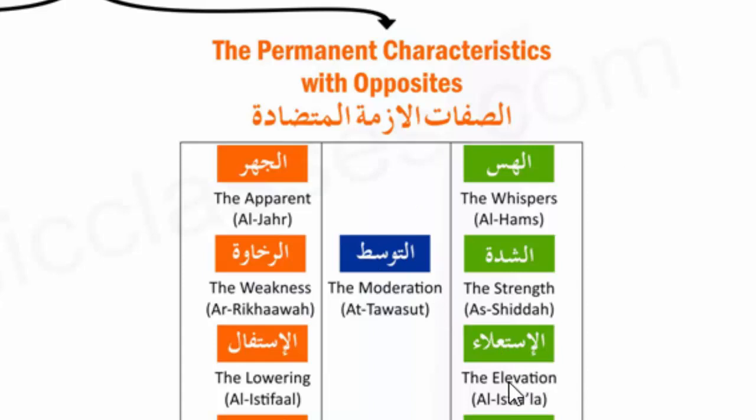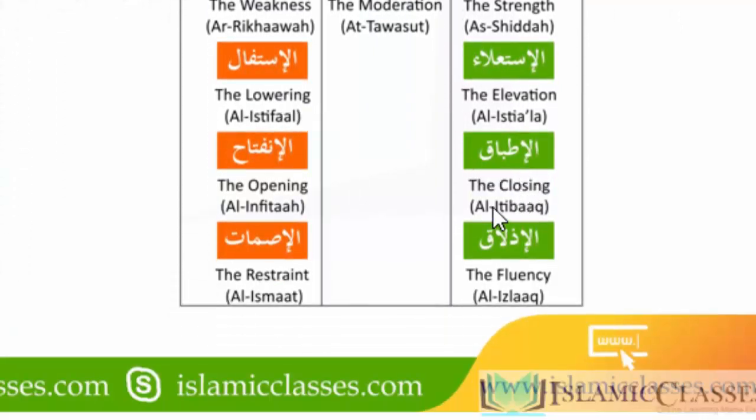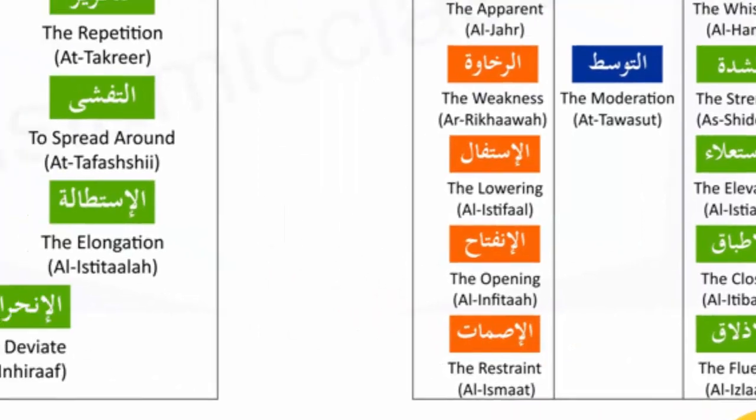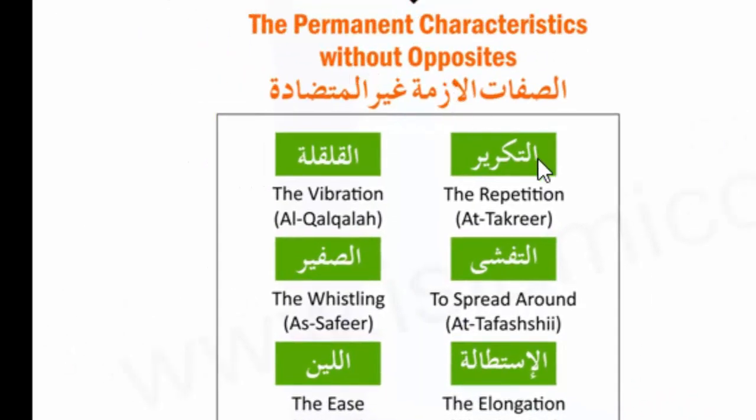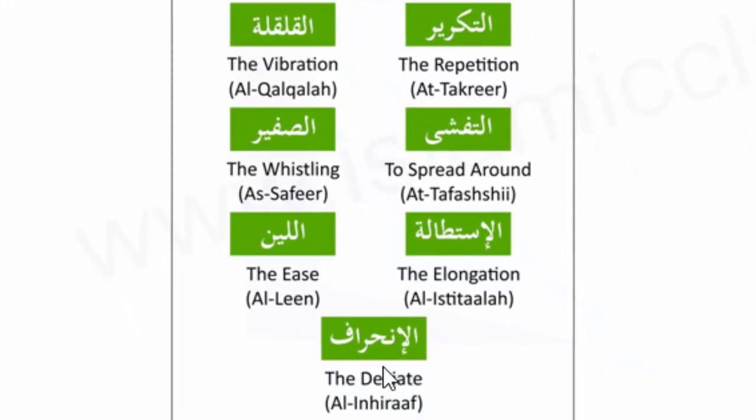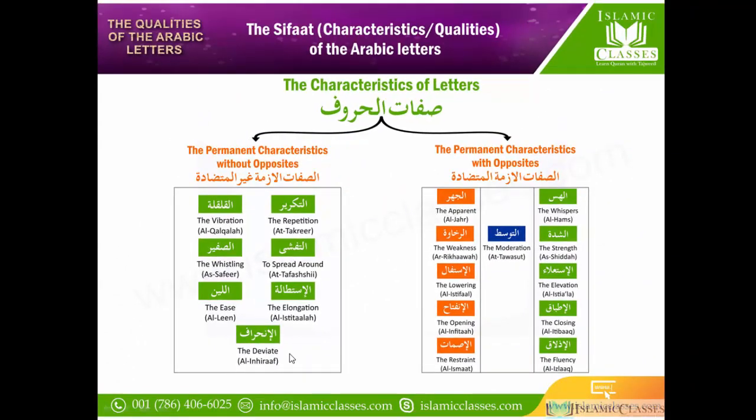The next is al-isti'la, the elevation. Al-istifal, the lowering. Al-itbaq, the closing. Al-infitah, the opening. Al-idlaq, the fluency. Al-ismat, the restraint. And now here are the Sifat without opposites, which are: the first is at-takrir, the repetition. Al-qalqala, the vibration. At-tafashi, the spreading around. As-safir, the whistling. Al-istitala, the elongation. Al-lin, the ease. Al-inhiraf, the deviation. Inshallah, step by step we will read which are the permanent and temporary Sifat as well.